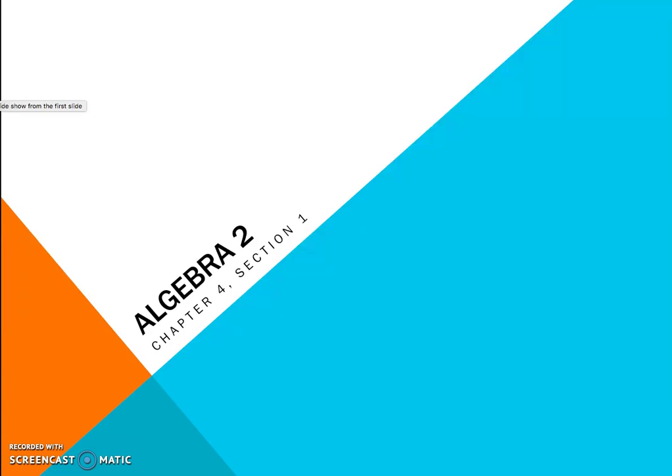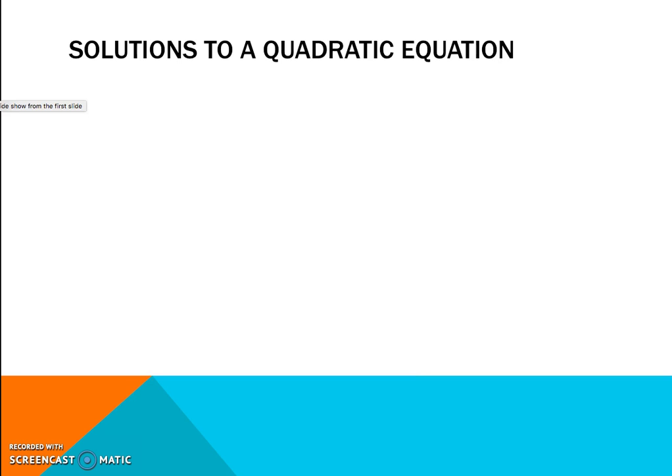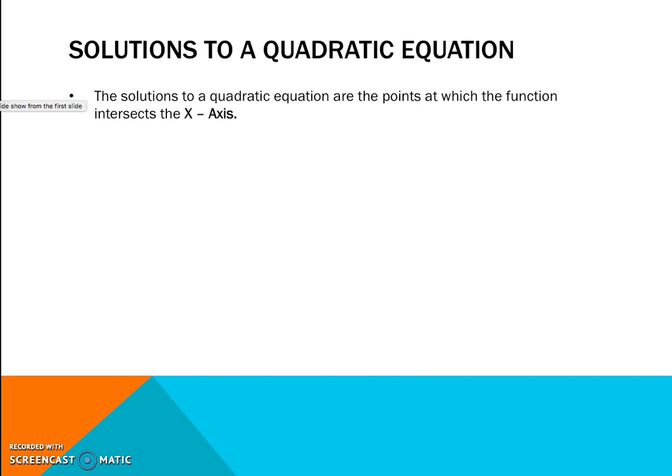This is Algebra 2, Section 1 of Chapter 4. Solutions to a quadratic equation. The solutions to a quadratic equation are the points at which the function intersects the x-axis. The solutions are referred to as zeros, roots, or x-intercepts.